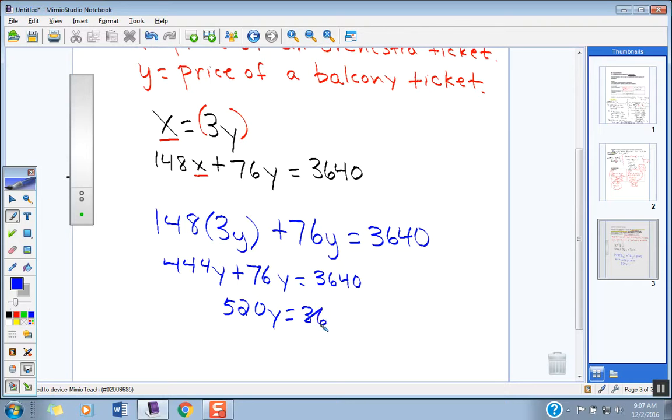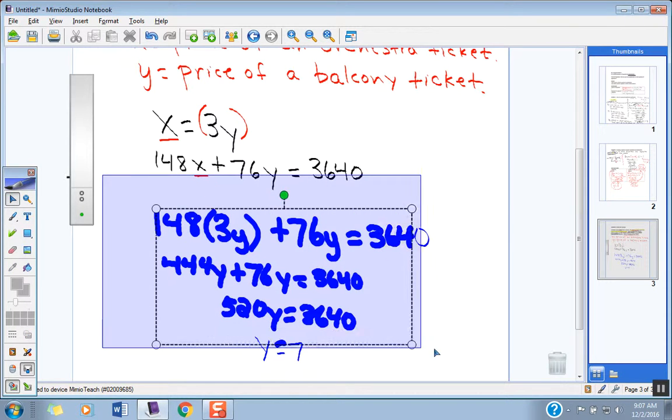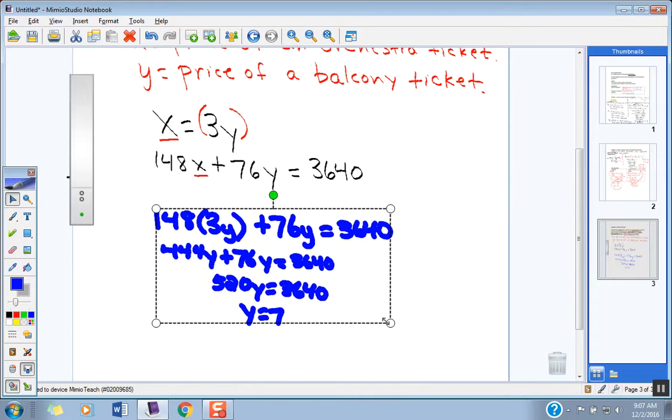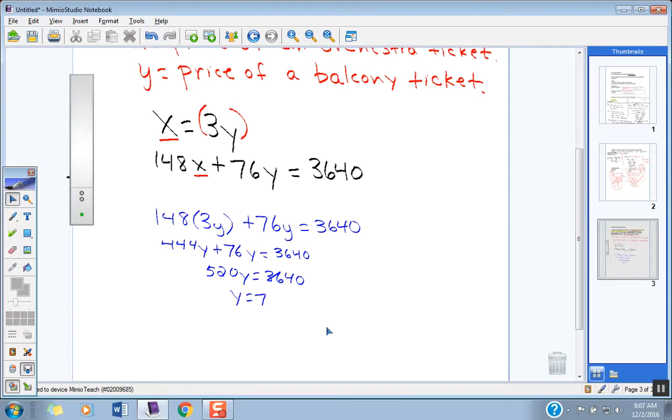Grace, are you ahead of me? Have you divided that already? Yeah. What'd you get when you divided? 7. Okay. So it looks like the price Y, the price of a balcony ticket, is how many dollars, guys? $7. Okay, and I'm going to kind of do this quickly. Okay, so Y is equal to 7.